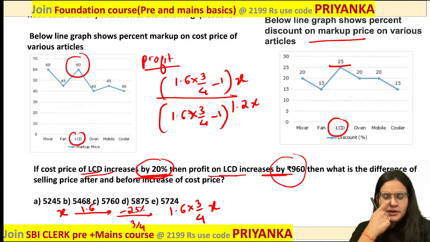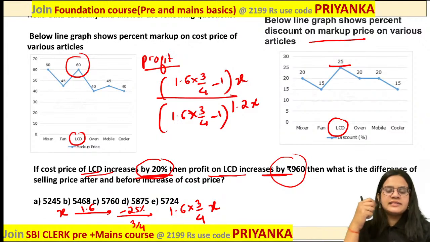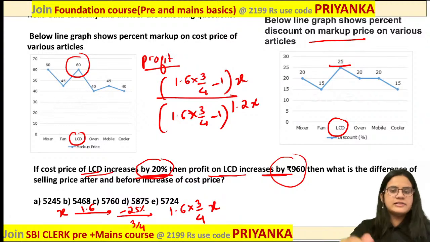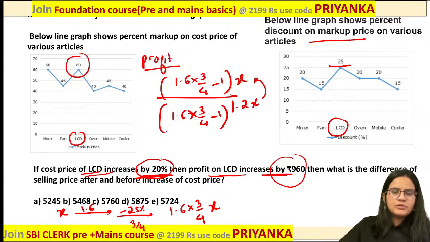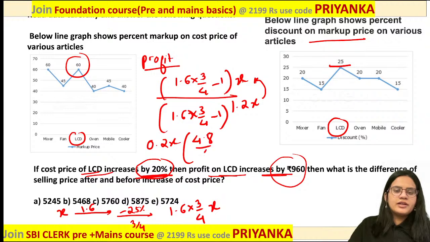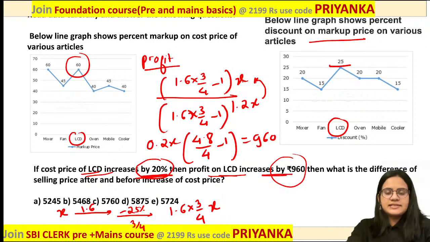Everybody is following this? Now if all the things are remaining the same, can you tell me what would be the difference between both of the values? Because they have given you that the profit of LCD is increased by 960, so they have given you the incremented value in this case. So how much would be the increment? 1.2x minus x, that is nothing but 0.2x multiplied by these factors over here. Are you guys getting my point? Which is nothing but 960 in this case.